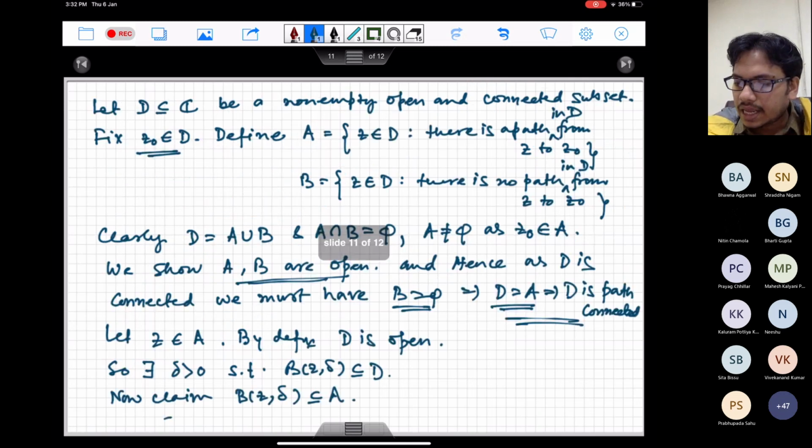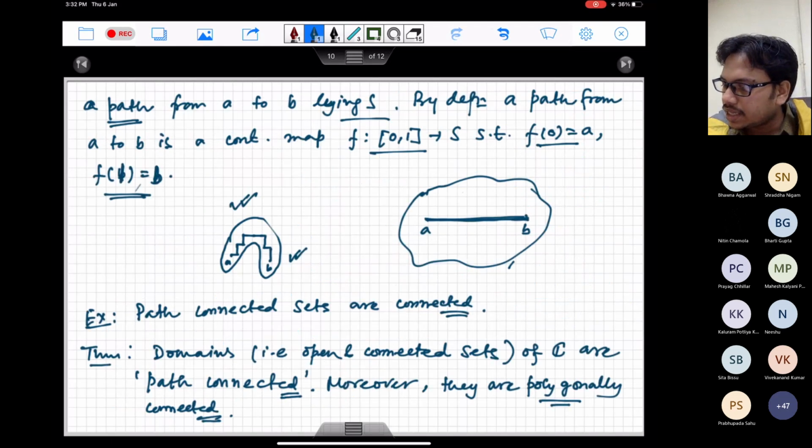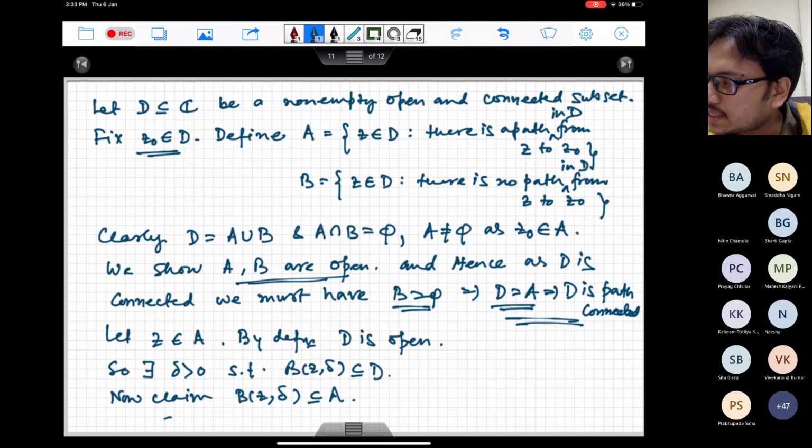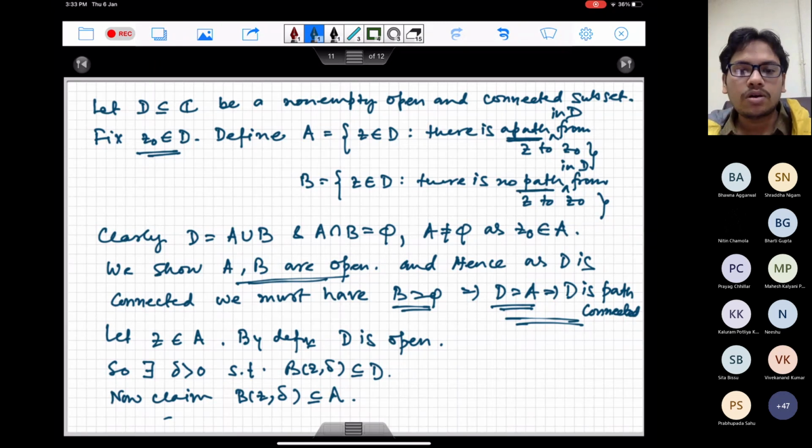Okay, so in that way proceed and complete this proof, and you will get that every open connected set is path connected. Now to prove this additional thing, polygonally connected and all the extra bit which I said, that you can have a polygonal path which has vertical and horizontal line segments, you can just replace the word path by polygonal path.